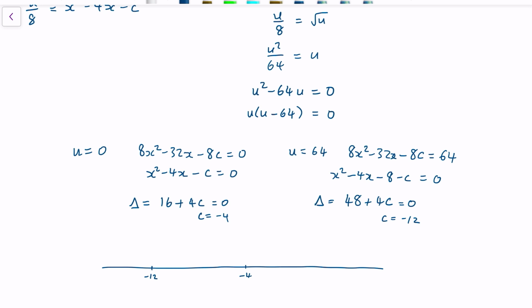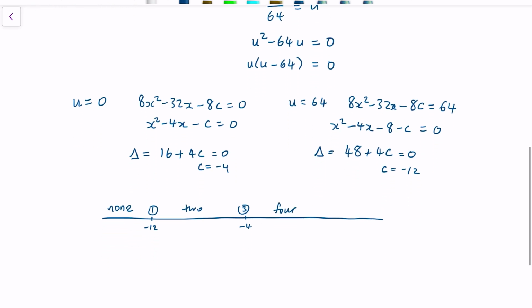So anything that's less than minus 12, both discriminants will be negative, therefore no real solutions at all. So none, and then 1. If c is in between minus 12 and minus 4, one of the discriminants is negative, but the other one's positive, so 2. And then 3 here, and then if c is greater than minus 4, both the discriminants are positive, so we get 4 solutions. And so just exactly 2.